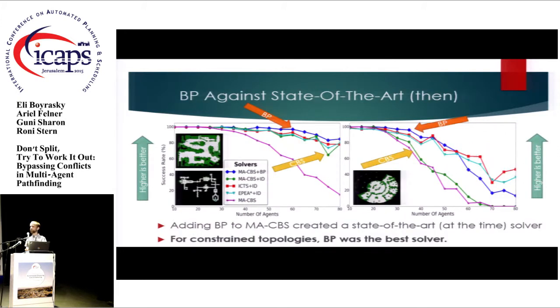Comparing bypass search to state-of-the-art solvers at the time on the same maps, we find that the topology of the map matters. Here, this is unaided CBS. The green line is CBS with independence detection. And we see that BP helps CBS go up and compete with other state-of-the-art solvers. And even in the more constrained topologies here, where there are many corridors, and here where there are corridors and some open spaces, BP was actually the best solver. But where there are more open spaces in this map, BP still wasn't the best solver, but it was among the best.